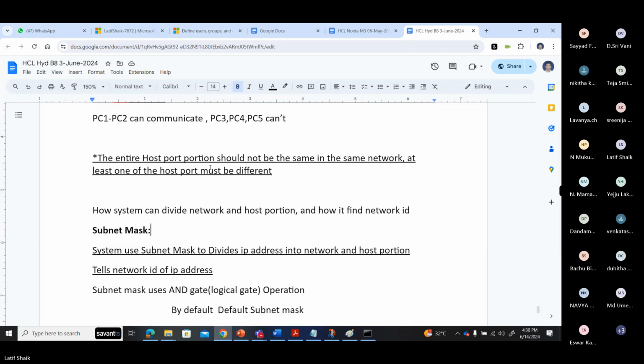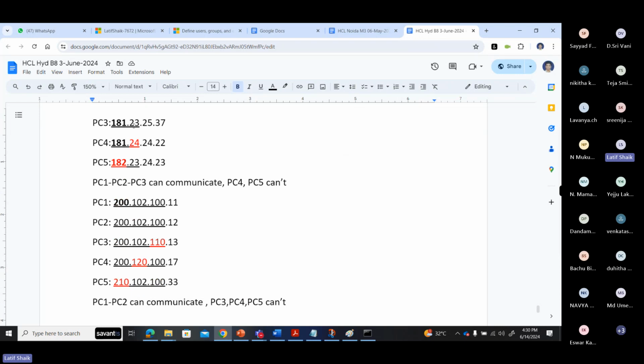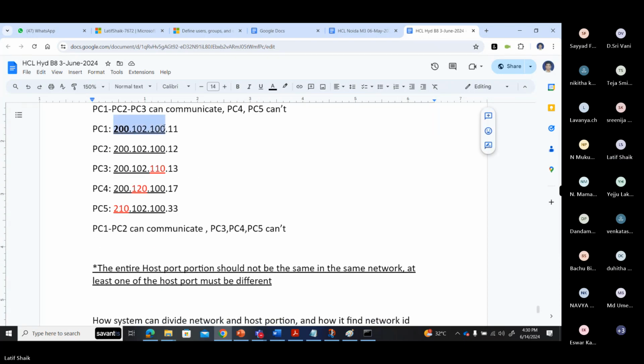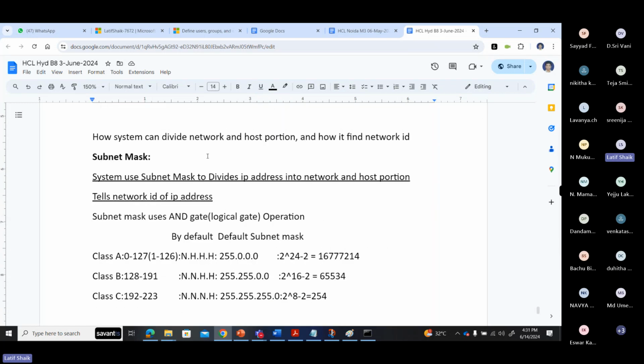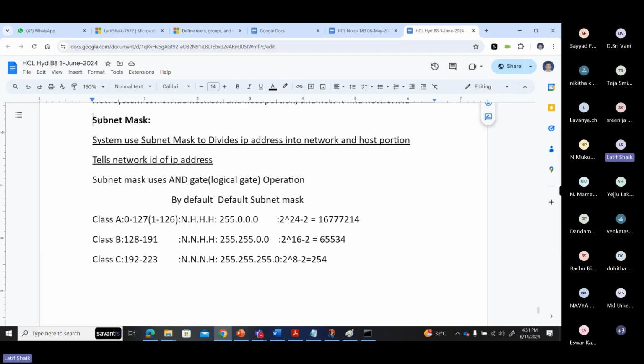Guys, we know that there is an IP address. It contains a network portion and a host portion. But how will the system divide the IP address into network portion and host portion? So your system uses a subnet mask.